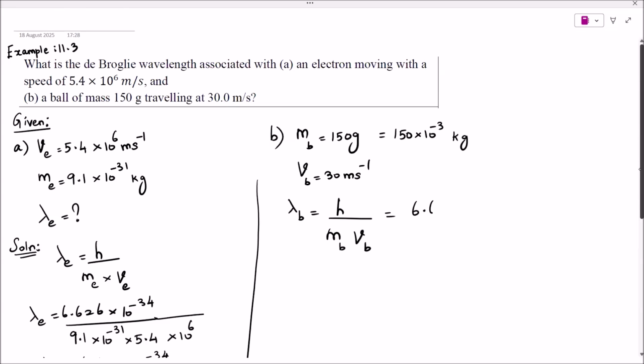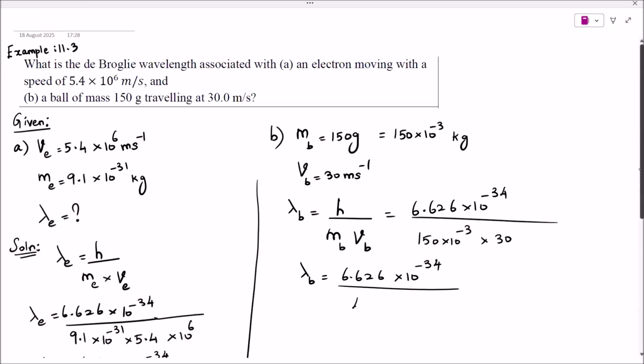What is h? 6.626 × 10^-34. Mass of the ball is 150 × 10^-3. Velocity of the ball is 30. And we can write it as 6.626 × 10^-34 divided by 45 × 10^-1. Let us approximate as 6.63. So 6.63 by 45 times 10 power minus 34 plus 1, which is minus 33.